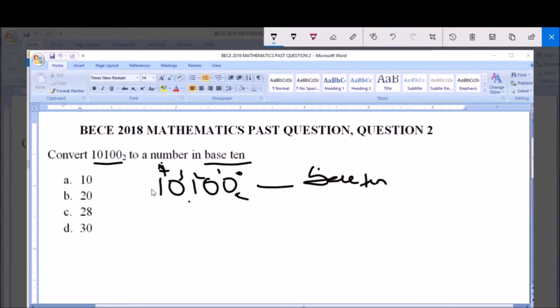Now what do I mean? We have 1 here. Let's start with this one. So we say 1 multiplied by its base, which is 2, raised to the power it's carrying, which is 4. You can understand now. It's what I'm saying.